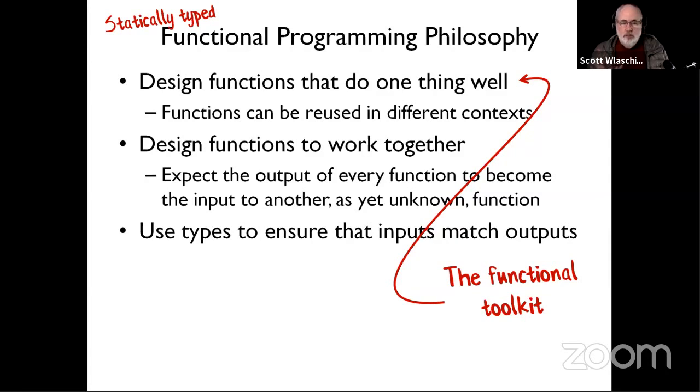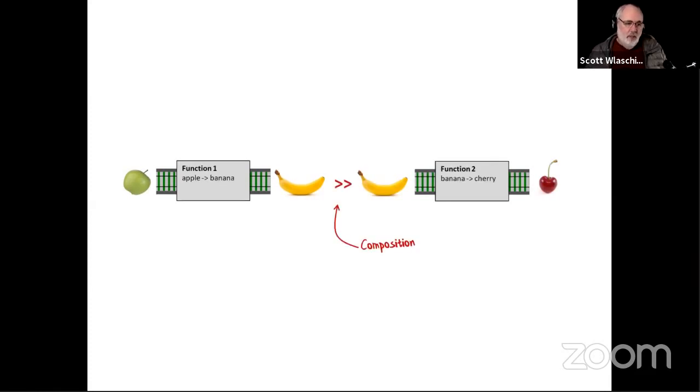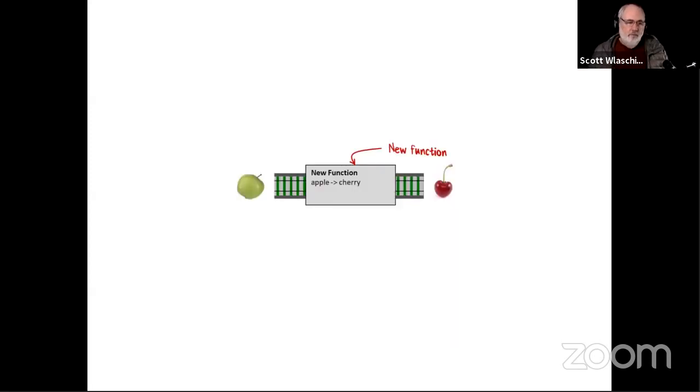These are special functions that do one thing well, and they can be reused as a kind of library. So here's function composition. It's pretty straightforward. It sounds kind of mysterious, but here's a function that turns apples into bananas. And here's another function that turns bananas into cherries, and you want to combine them. Well, it's pretty obvious how you combine them. You just connect the output to the input, and you have a new function.